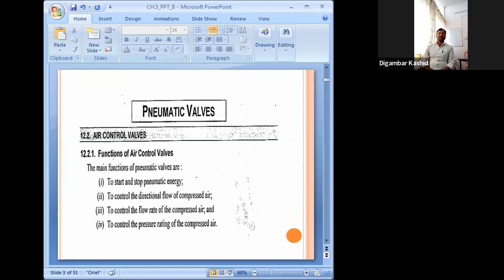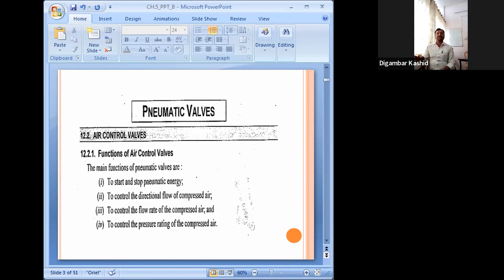There are different functions for this air control valve, but the main functions of a pneumatic or air control valve are, first, to start and stop the pneumatic energy, meaning your pressure energy. The second, very important, is to control the directional flow of the compressed air. To control this direction of flow, we require direction control, that we know. To control the flow rate of the compressed air, we need flow control. Getting it? And to control the pressure rating, we need a pressure controller.